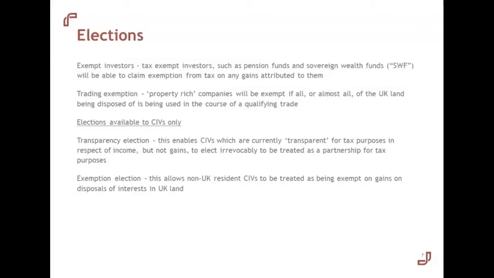The first one is the transparency election. This enables CIVs, which are currently transparent for tax purposes in respect of income but not gains, to elect to be treated as a partnership for tax. So you're pushing the level of taxation to the investors. The election must be made within 12 months of the CIV first becoming UK property rich. What's important is it's irrevocable. So once you're in, that's it, you can't come out.